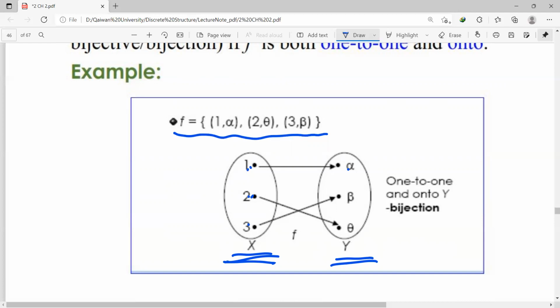And for onto, we say we have no extra elements in y which is not an image for elements in x. This is onto also. That means the function is one-to-one and onto.